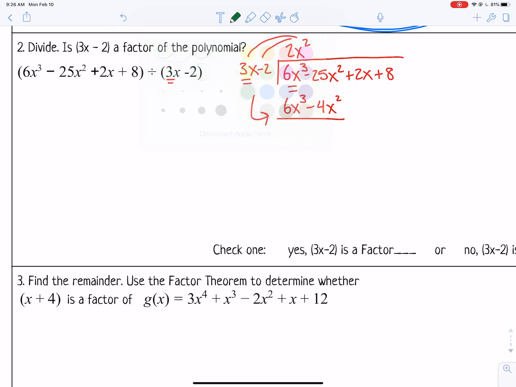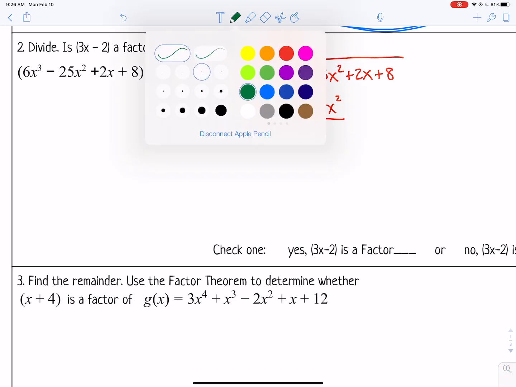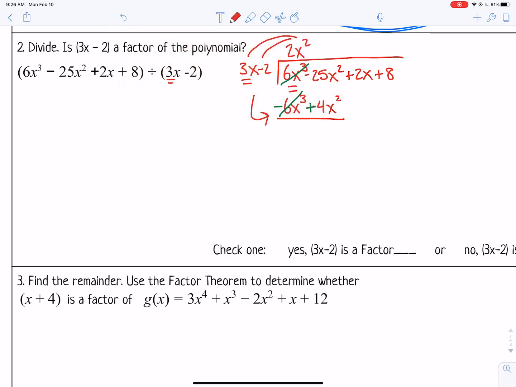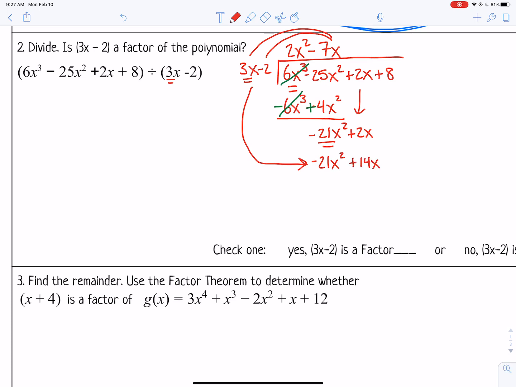And then you want to make sure you subtract both of those terms, so change the sign for both of them, and then bring down what you have left. So I have −25 + 4 would be −21x². I'm going to bring down the positive 2x, and my process starts over again. So I've got to say 3x times what would give me −21x², which would be −7x. So I'll put that at the top. Multiply it by the two terms out front and bring them down. So −7x times 3x is −21x², and −7x times −2 is positive 14x.